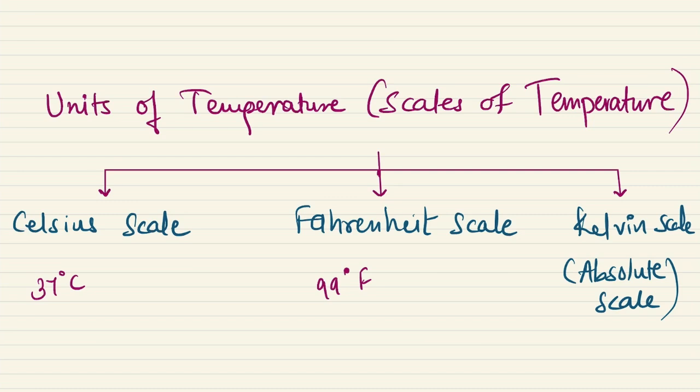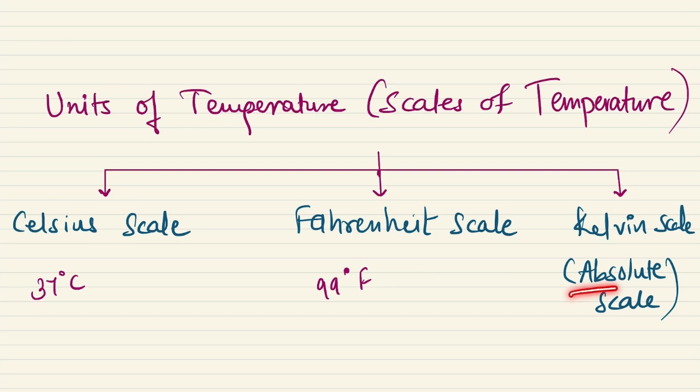So 37 degrees Celsius is the human body temperature, which we generally use in the Celsius scale. And normal human body temperature is 99 degrees Fahrenheit in the Fahrenheit scale. And yes, we can always convert those temperatures to the Kelvin scale. Now the most important aspect is that we should be able to convert between these three systems of units interchangeably.